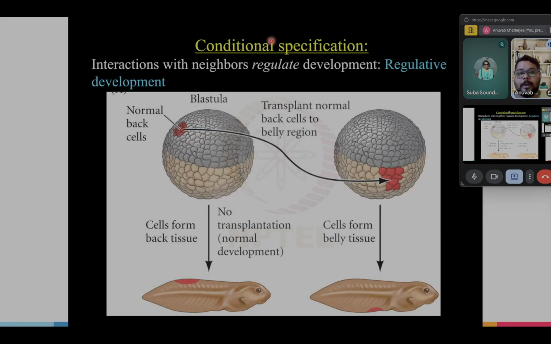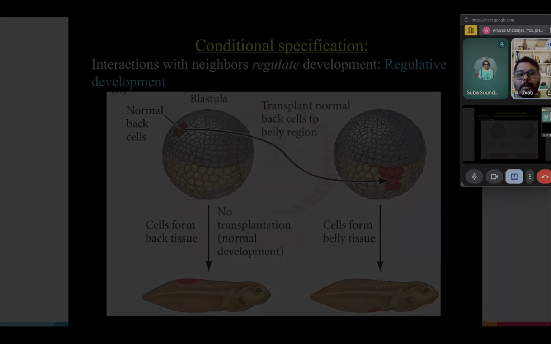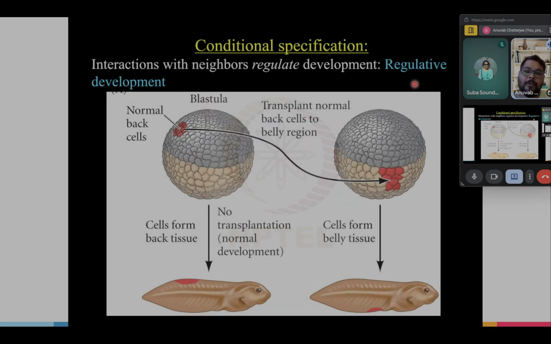Next, we talk about conditional specification, which gives rise to regulative development. Previously it was mosaic development, now it is regulative development, in which interaction with neighbors regulates the development. So the cells actually listen to their local surroundings and form structures depending on that.